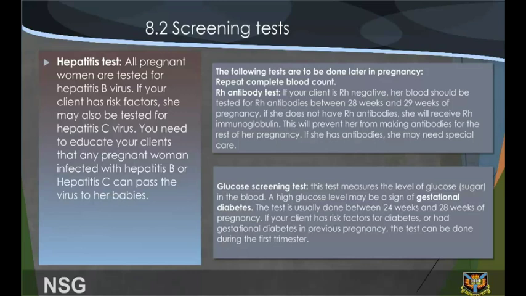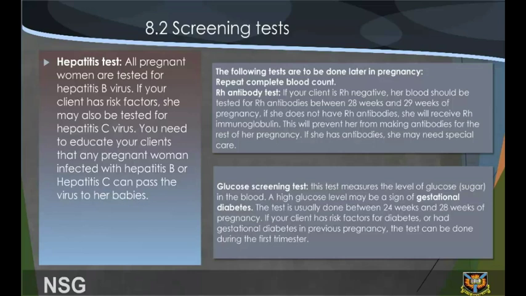You need to educate your clients that any pregnant woman infected with hepatitis B or hepatitis C can pass the virus to her babies. The following tests are to be done later in pregnancy. Repeat complete blood count. Rhesus antibody test.